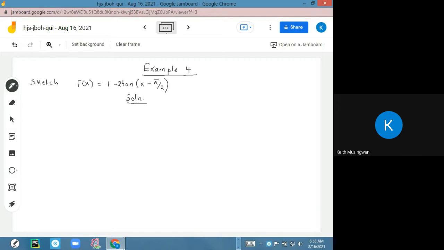So we said here we need every property. The period is pi over b, which is just pi. So the scale is going to be pi over 2. And the phase shift, we are now familiar on how we calculate. So it will be pi over 2. The vertical shift is 1. And the amplitude is the modulus of negative 2, which is equal to 2. Okay.